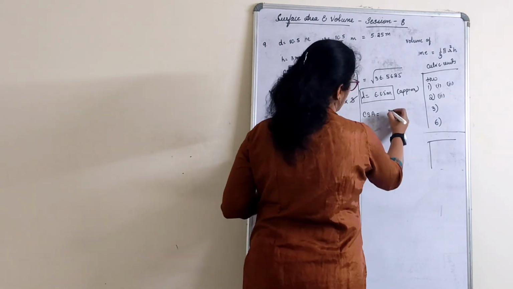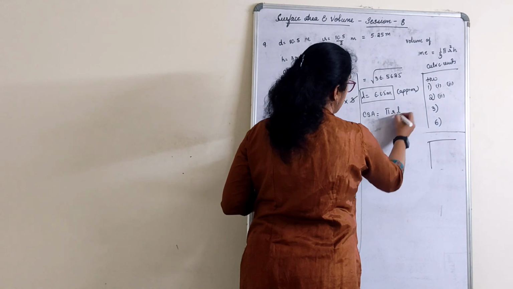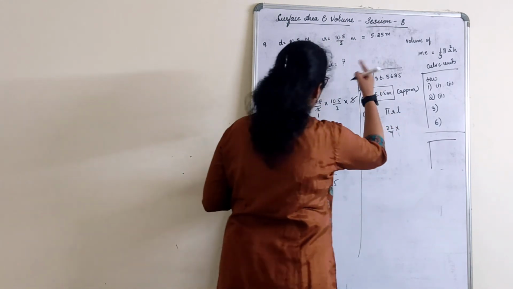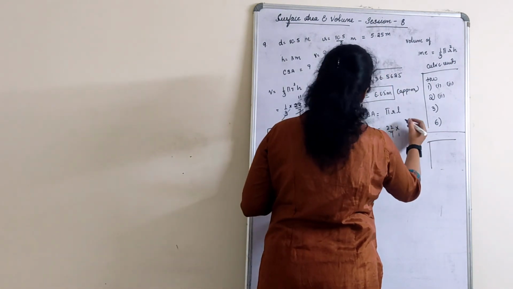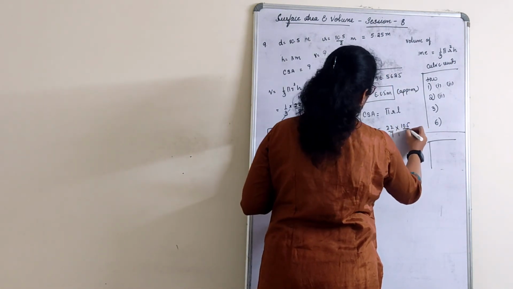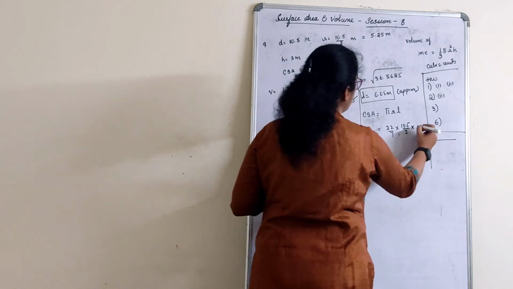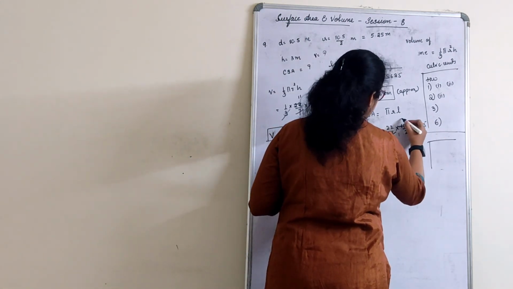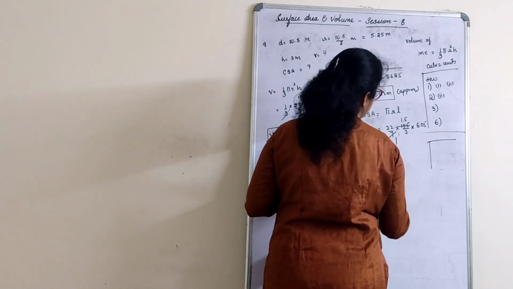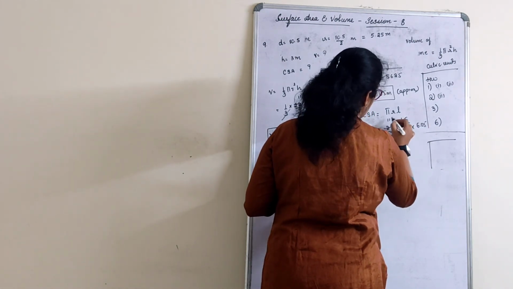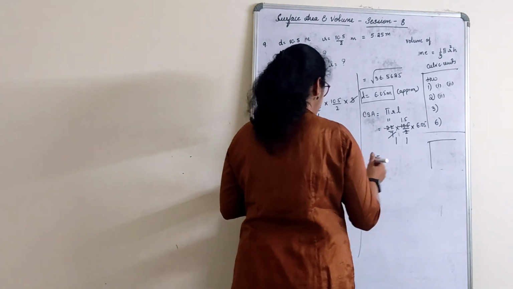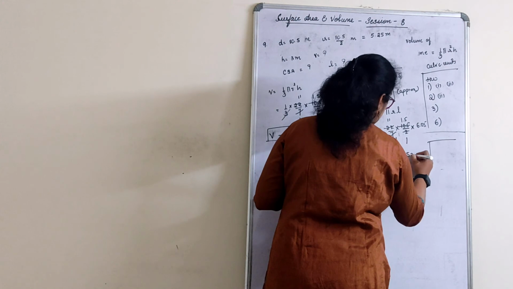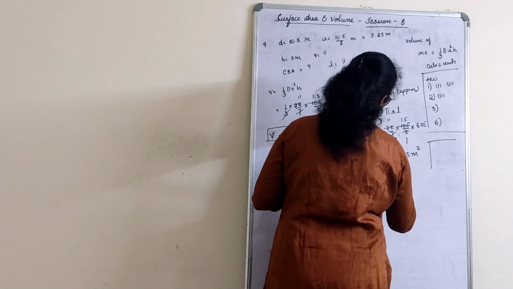Then CSA. What is CSA of a cone? Pi r L. 22 by 7 into R, anything you can take, 5.25 or 10.5 by 2, into L 6.05. 7 ones are 7, 7 fives are 35. 2 ones are 2, 11s are 22. Multiply everything, you will get 99.825 meter square.